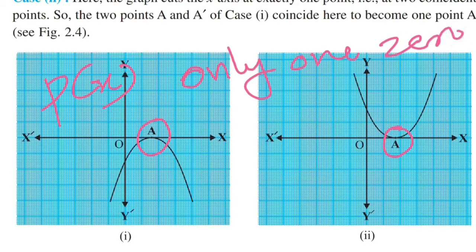Why does it have only one zero? Its graph intersects the x-axis at only one point. Number of zeros is equal to number of intersecting points. Here these two graphs intersect the x-axis at only one point. So from this we can understand that the polynomial p of x has only one zero.